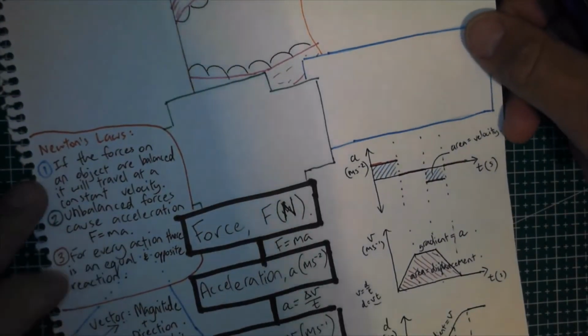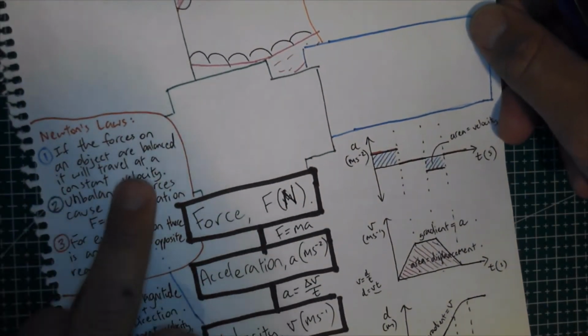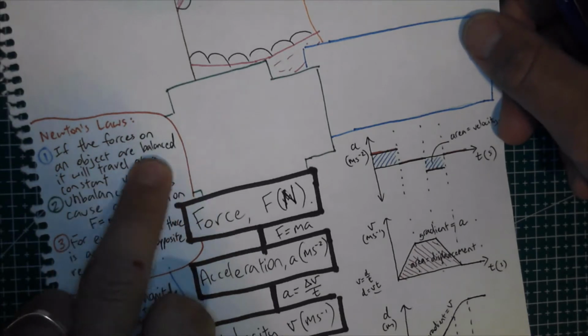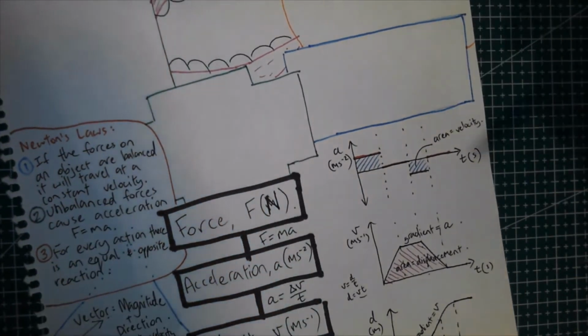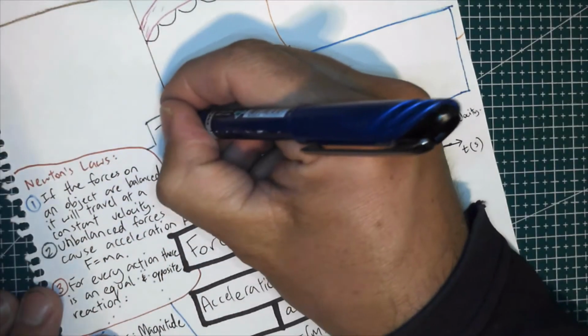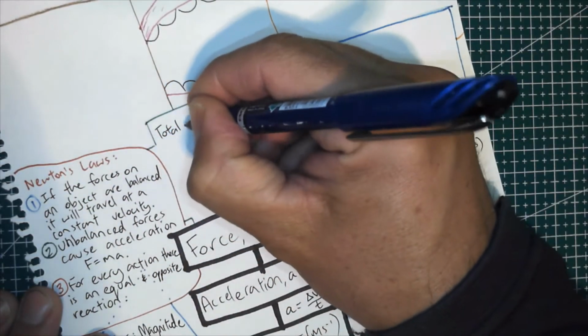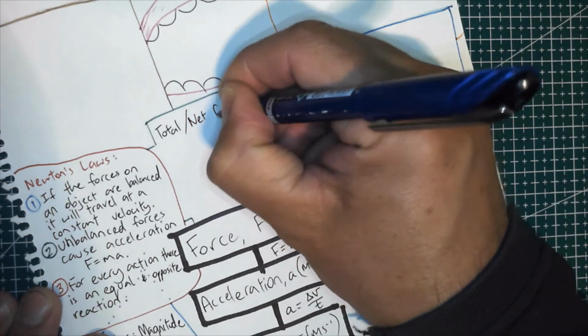Okay, so to understand Newton's laws, we need to understand a few things, like how do you work out if the forces on an object are balanced? And one way to do that is to work out the total or the net force on an object.